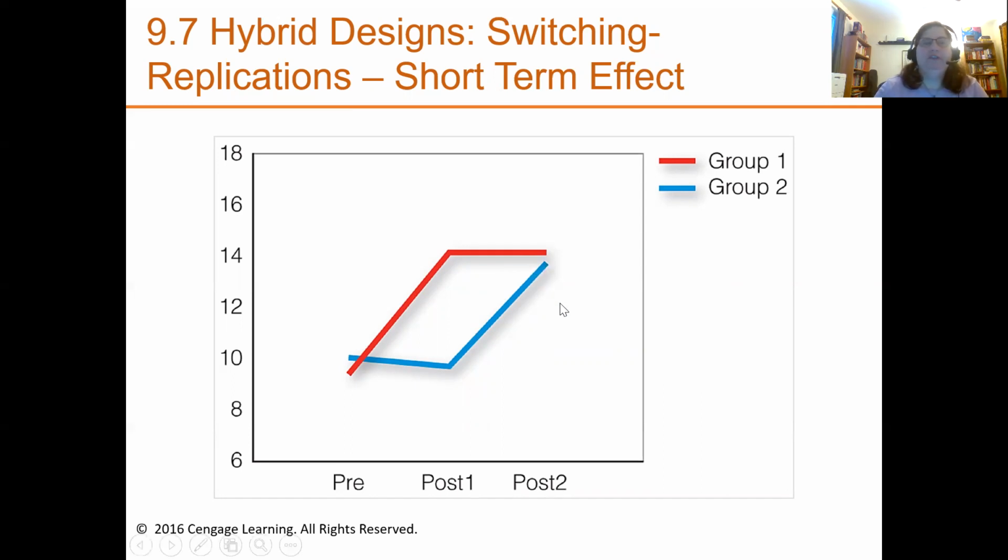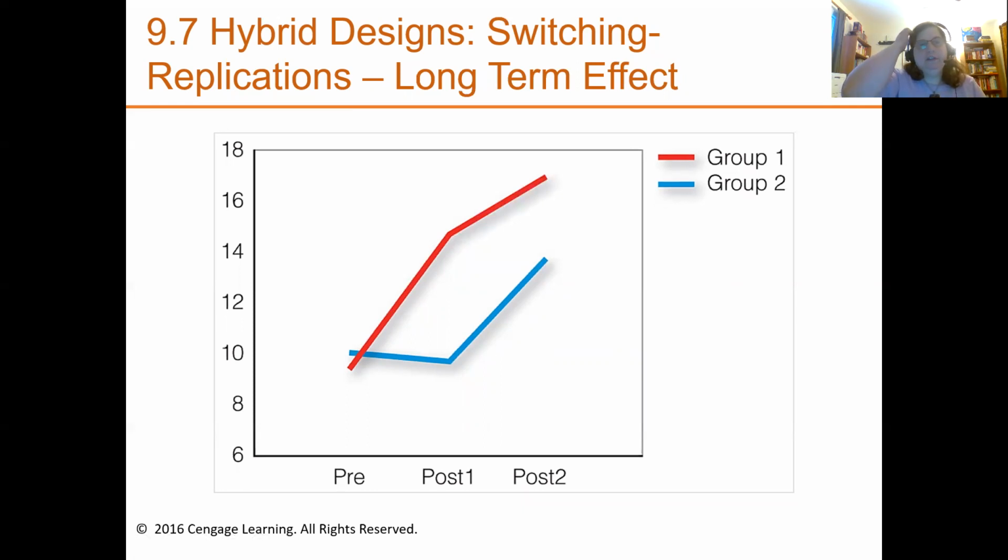However, consider this. Now in this case we have the difference between pre and post 1, but what happens between post 1 and post 2? Well, like in the previous one, this one shoots up, but here, even though this red group is no longer getting the treatment, they're still showing not the same level of improvement, but still showing continued improvement. So that treatment had a long-term effect.